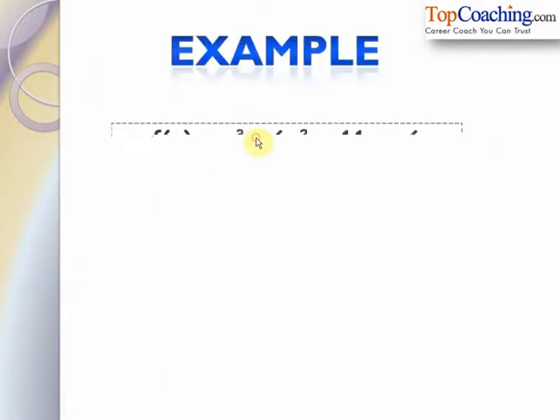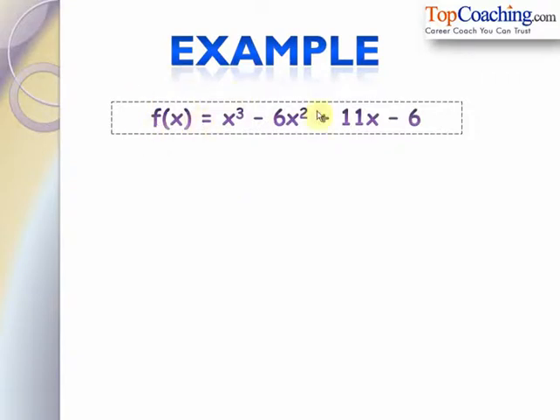For example, let us consider this polynomial f(x) equal to x cube minus 6x square plus 11x minus 6. So this is a cubic polynomial. Why? Because its degree is 3. Now, let us consider the value of this polynomial at x equal to 2. So if the input is x equal to 2, let's try to check out the value of f(x), or let's try to see what the output is.